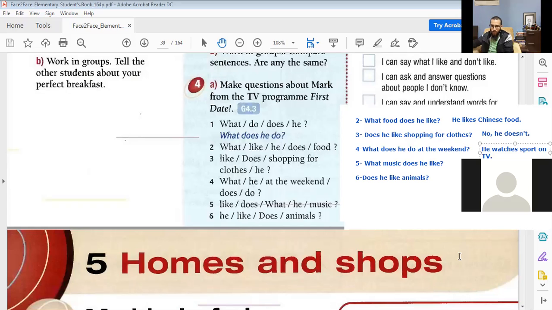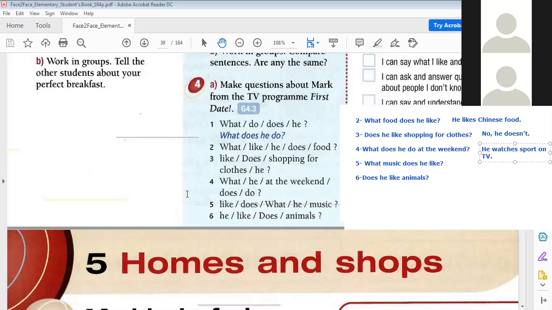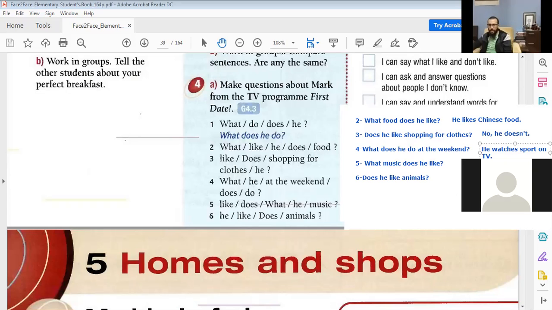All right, what music does he like? What do you think, Salsabil? What music does he like? Maybe rock and roll. Let's answer. He likes rock and roll.